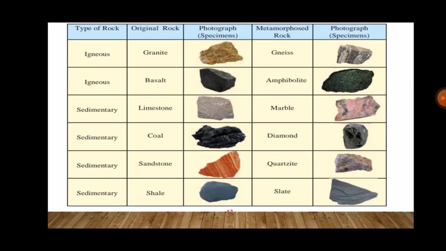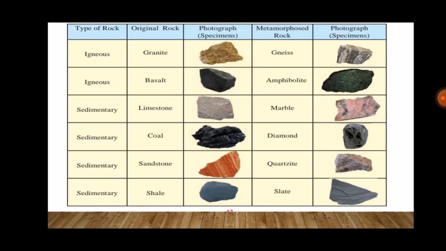Next, we will see this table that is given below and try to understand the metamorphosis. Now, there are 5 columns: type of rock, original rock, the photograph of that rock, how the rock is metamorphized, and after getting metamorphized, how is the picture. So, first is the igneous, that is the original rock is the granite. That is the picture of granite, and when it's metamorphized, it is formed into gneiss. Okay, and you can see that's the picture.